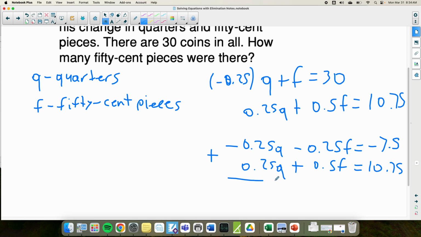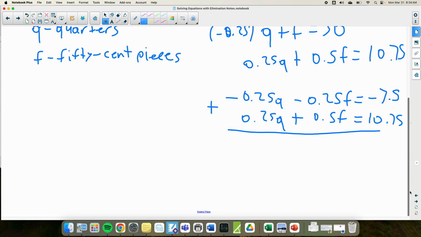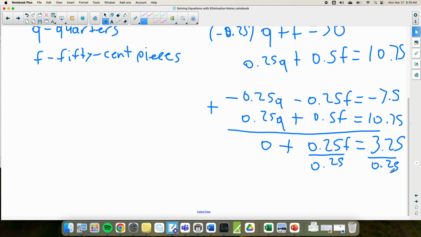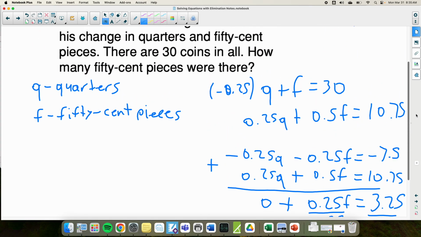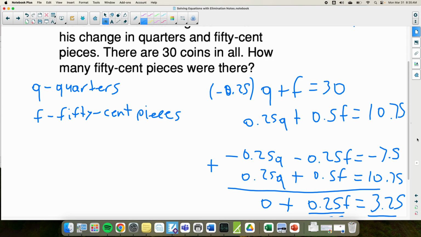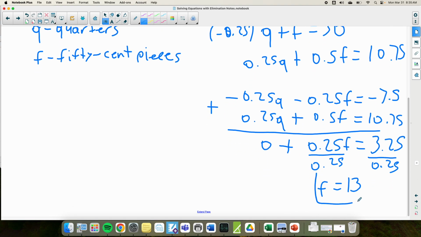Then you can add them, and negative 0.25 Q plus 0.25 Q gets you 0. Negative 0.25 F plus 0.5 F gets you 0.25 F, and then negative 7.5 plus 10.75 is 3.25. Now you can divide both sides by 0.25. And you get F equals 13. And the question is asking, how many 50-cent pieces were there? F represents 50 cents, so there were 13.